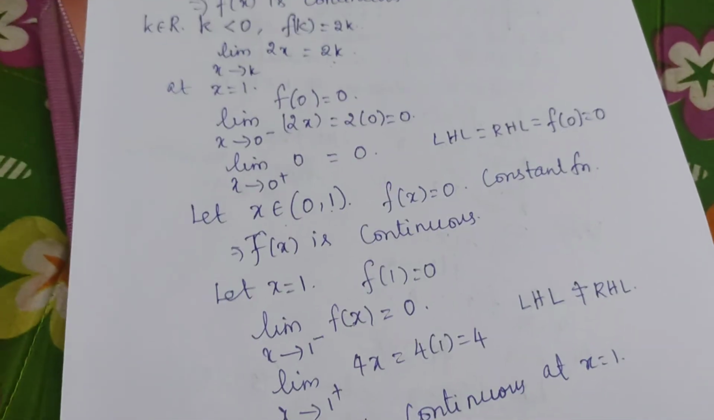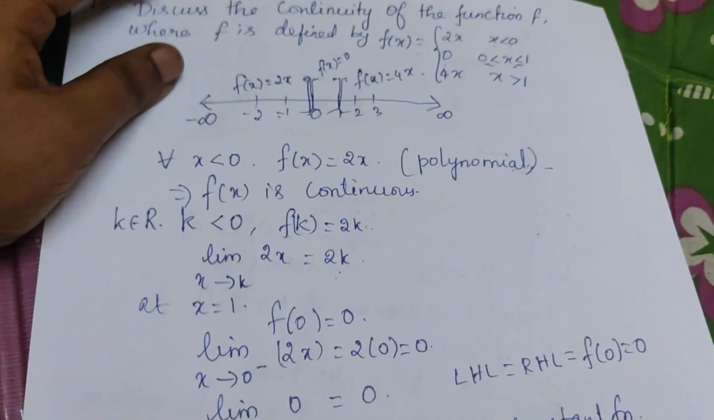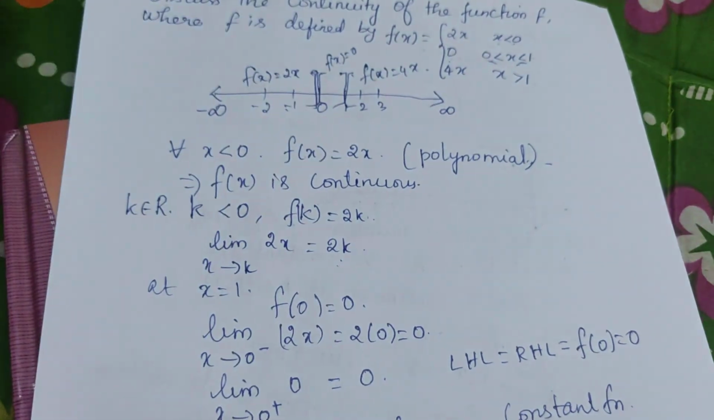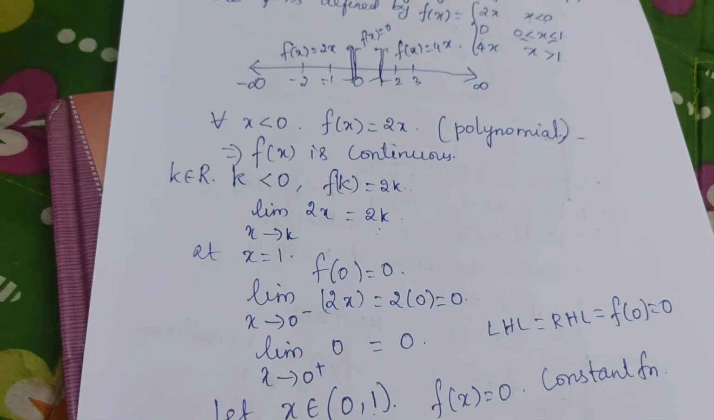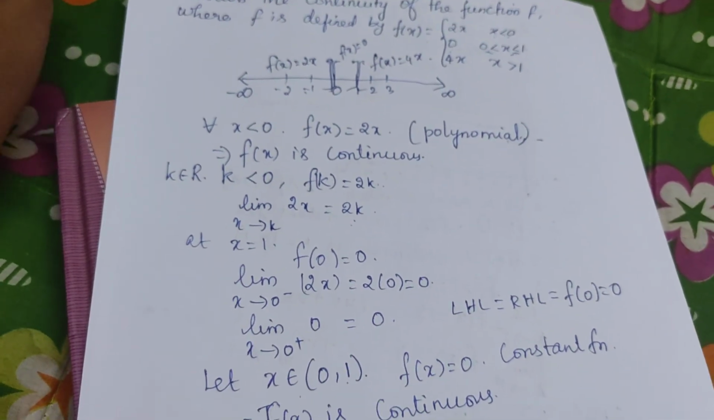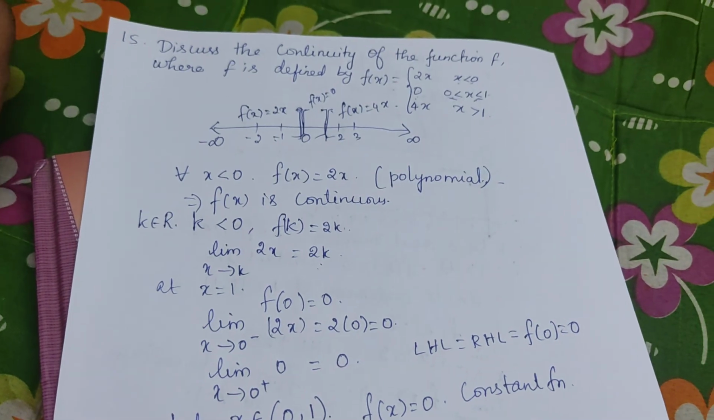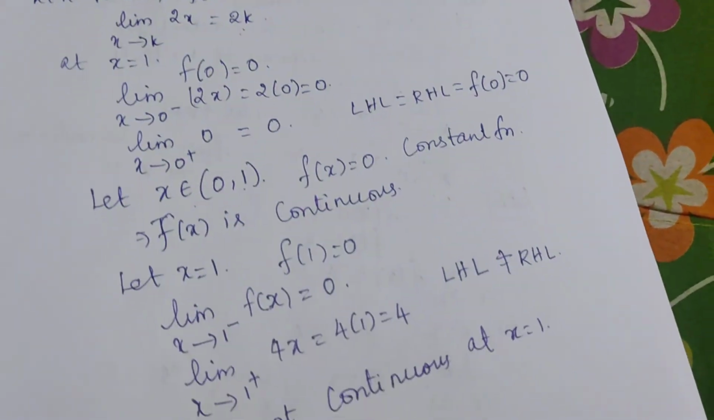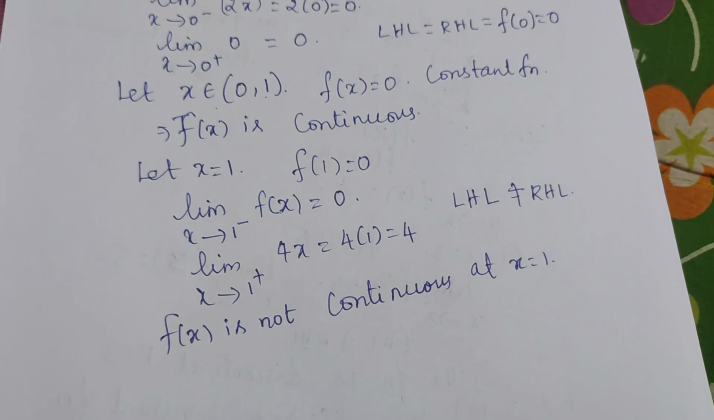And when the values of x are greater than 1, obviously the function will be continuous. So the point 1 is the only point of discontinuity. 1 is the only point of discontinuity.